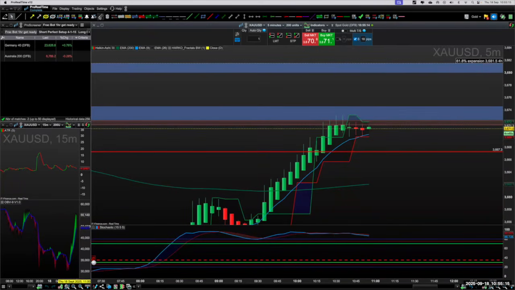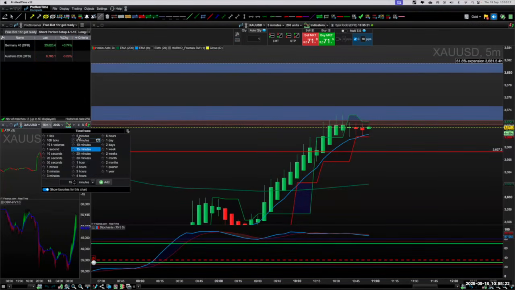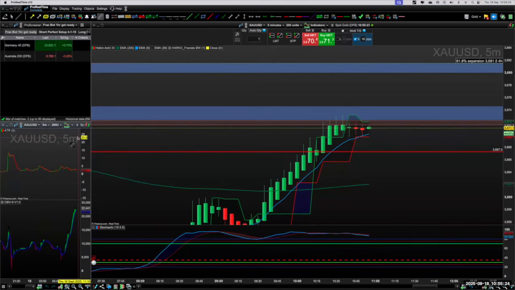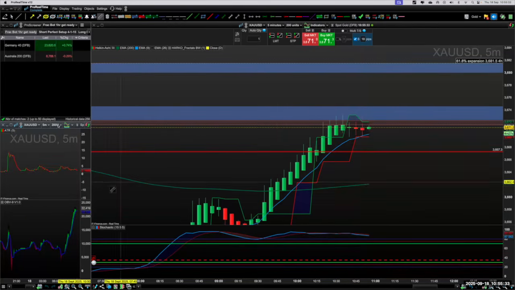So what was that impulse? We know what the impulse is. What was the impulse at 5 minutes? Each candle was, we'll double check that, roughly 2. What size candle is that? 2. So it is reacting as expected.